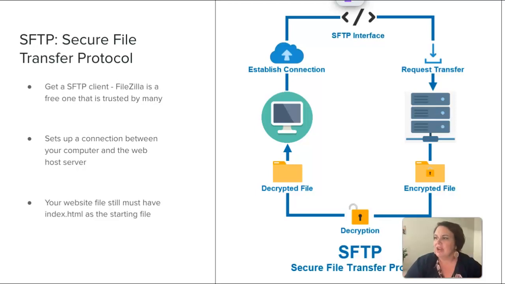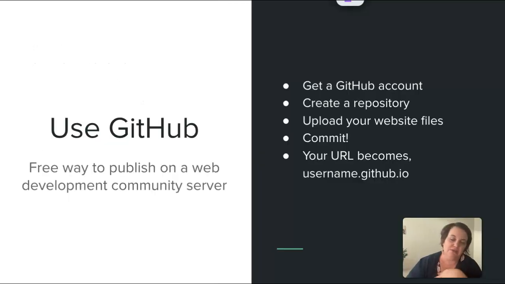All right, and finally today, well, not finally, we have one more thing. Today we're going to use GitHub, and all we're going to need to do is get a GitHub account, create a repository, upload those website files, commit, and then your URL becomes a subdomain of github.io, which is great. Subdomains, you're going to see that also on Infinity Free. If you were to use that, you're going to have some sort of subdomain unless you actually pay for a domain name.